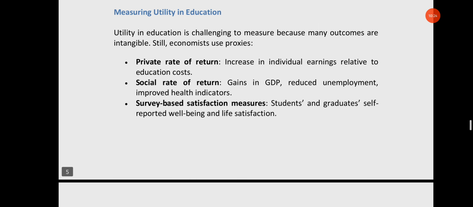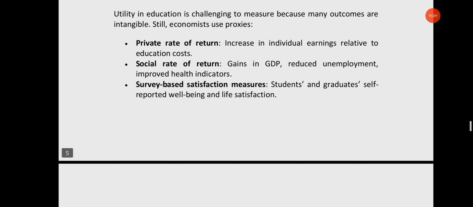Measuring utility in education. Utility in education is challenging to measure because many outcomes are intangible. Still, economists use proxies. Private rate of return: increase in individual earning relative to educational cost. Social rate of return: gains in GDP, reduced unemployment, improved health indicators. Survey-based satisfaction measures: students' and graduates' self-reported well-being and life satisfaction.